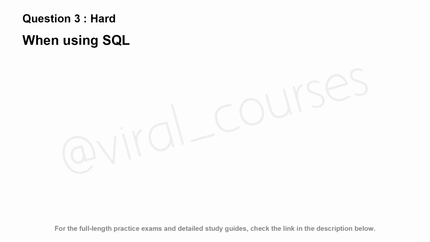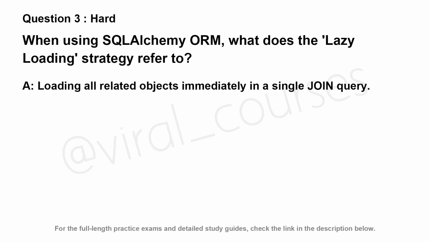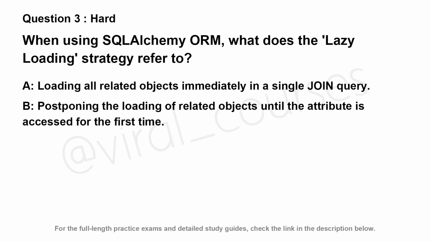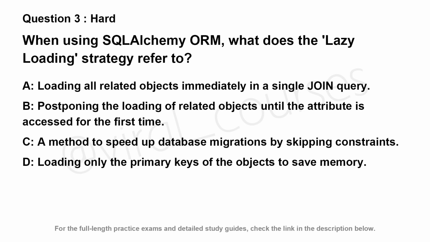When using SQLAlchemy ORM, what does the lazy loading strategy refer to? Option A. Loading all related objects immediately in a single join query. Option B. Postponing the loading of related objects until the attribute is accessed for the first time. Option C. A method to speed up database migrations by skipping constraints. Option D. Loading only the primary keys of the objects to save memory.